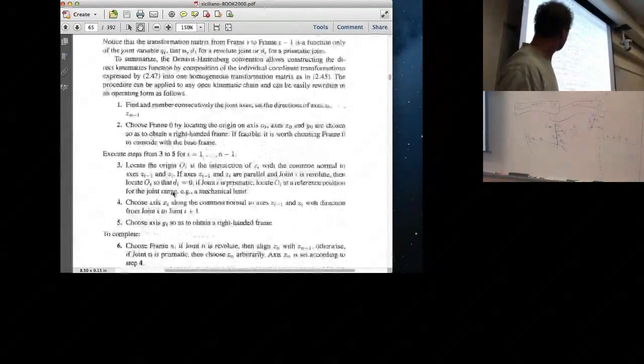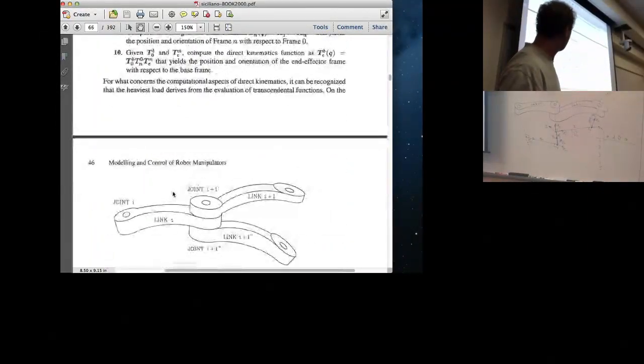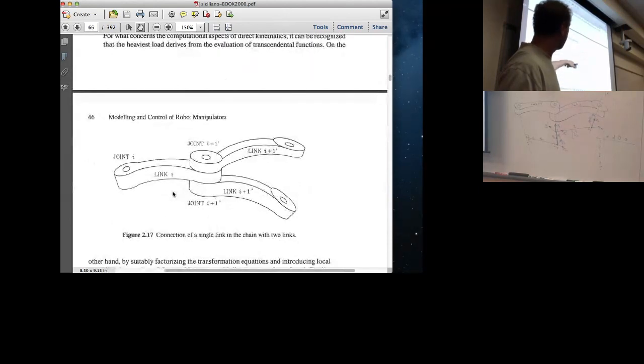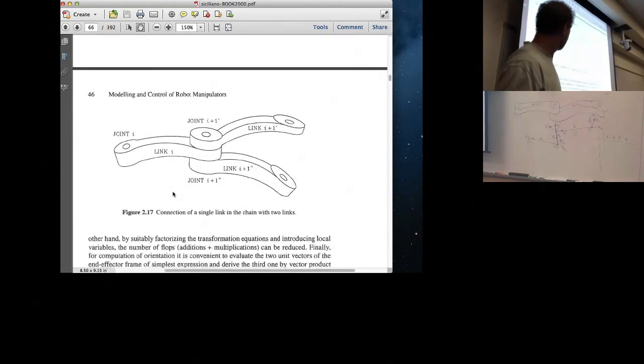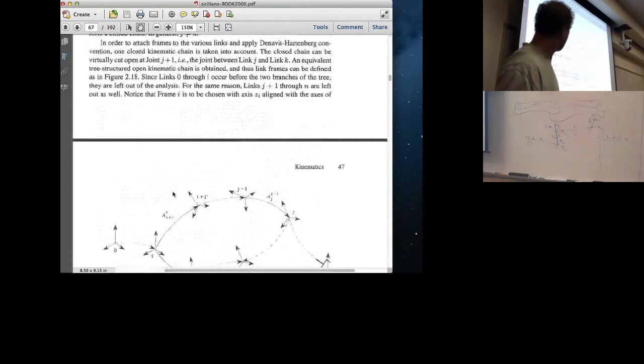Cool. And they describe this one more time as a recipe. It's essentially what I've been talking about. I'm not going to talk about how we deal with branching joints, but it's in essence nothing profoundly different. Closed chains we don't look at. It's the pain.